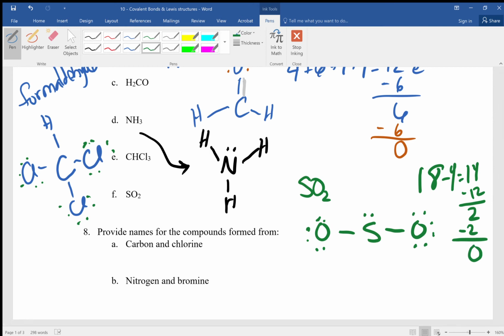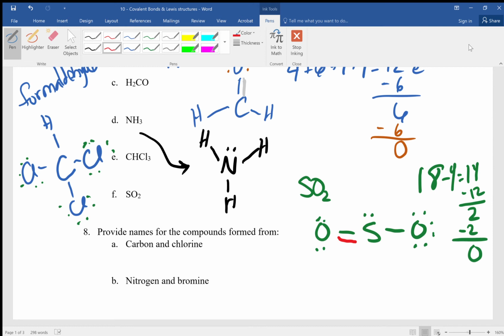There's just one problem right now. And that's, of course, that sulfur doesn't have an octet. So what do we do at this point? Well, as we've done before, we'll take away a lone pair and make a double bond. The problem is what we find next.